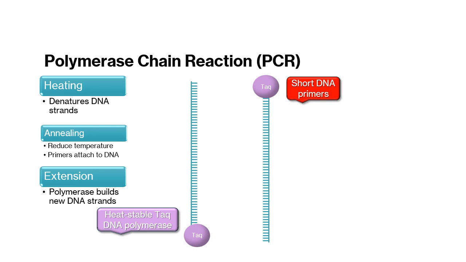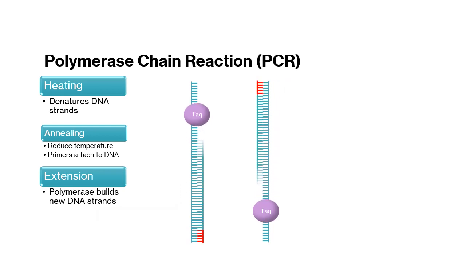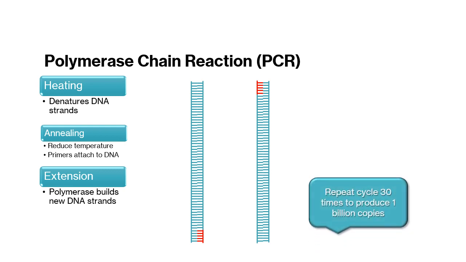Taq uses the 3' hydroxyl of the primer and fills in the rest of the sequence using complementary base pairing, resulting in 2 identical DNA strands from the original parent strand. These steps are repeated as many as 30 times, resulting in around 1 billion copies of our target DNA sequence in a matter of hours.